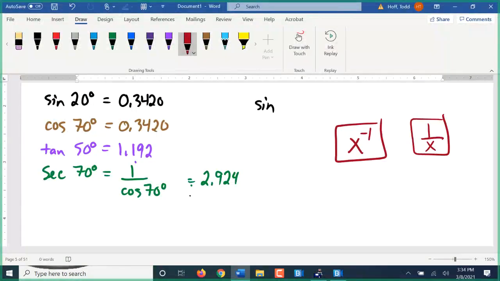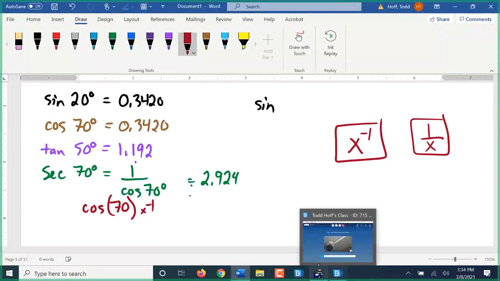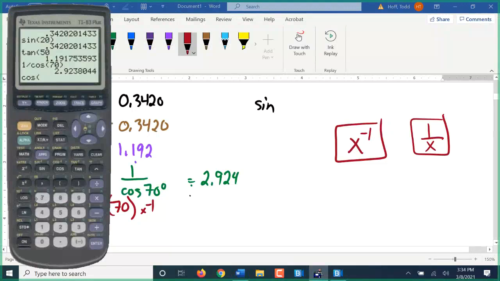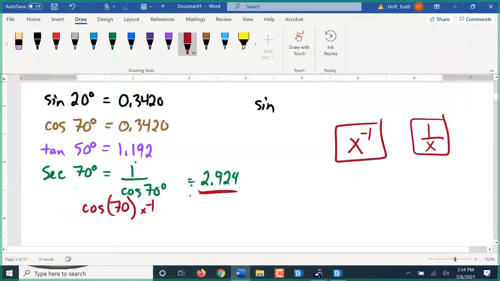To do the secant of 70 degrees, you're going to do the cosine of 70 degrees. And of course, it's going to give you parentheses. So you're going to close the parentheses like that. And then you're going to hit that x negative 1 key. So I'll show you. I hit cosine, put in 70, I close my parentheses, and I hit the x negative 1. When I hit enter, there it is, 2.924. That's what I had up here. So I have to remember what other function goes with it. In this case, it's the cosine goes with the secant. Then once I've entered everything in and closed the parentheses, I hit that reciprocal key.